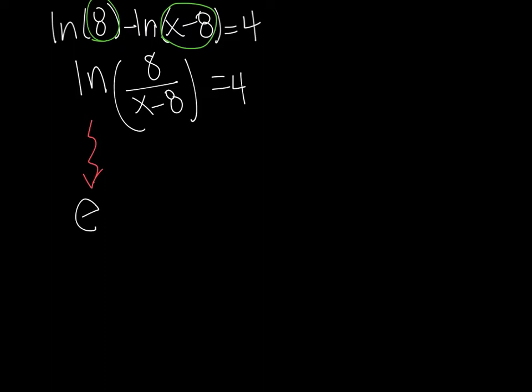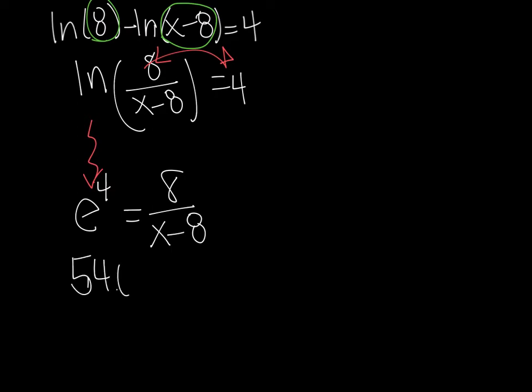So we have e, and then we're going to switch them. Very good. So these two switch places. We get e to the 4th equals 8 over x minus 8. Okay. All right, what would you do next? If we've got e to the 4th, what are you going to do to figure out e to the 4th? Use the calculator. So when you get that, I want to say it's 54. Good. 54 point what? 60. 54.60 equals 8 over x minus 8.